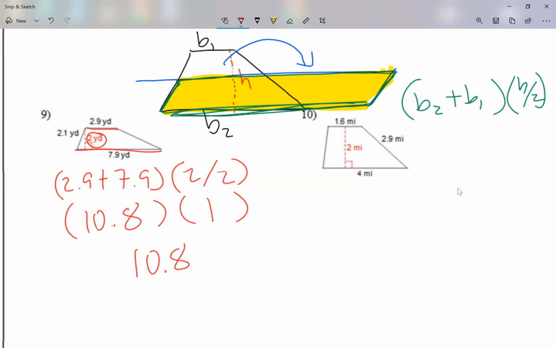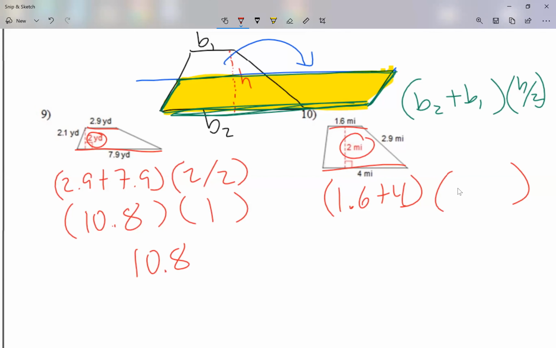Now here for question number 10, let me add the two bases. Remember those two that are parallel? So I'm going to go 1.6 plus 4. I added the bases. On the second parentheses, I have to go the height divided by 2. In this case, the height is 2, but I still cut it in two. I have to get the half of it.